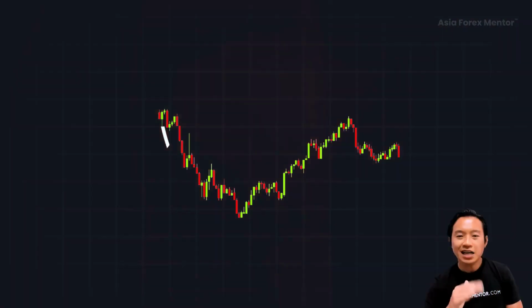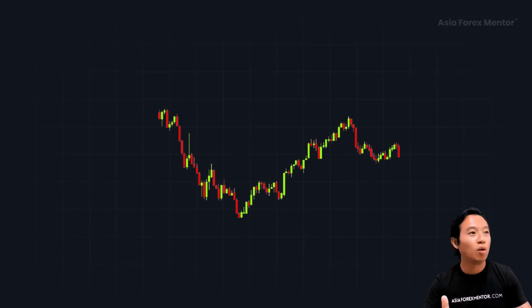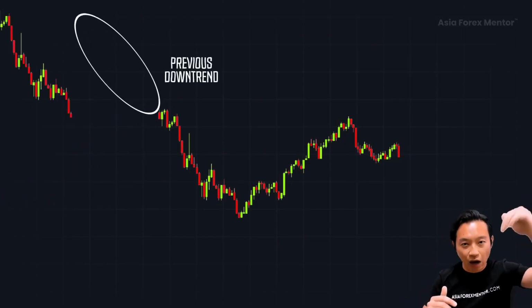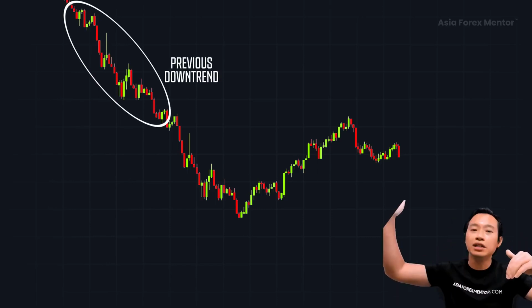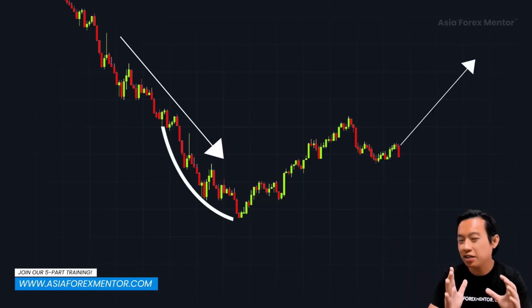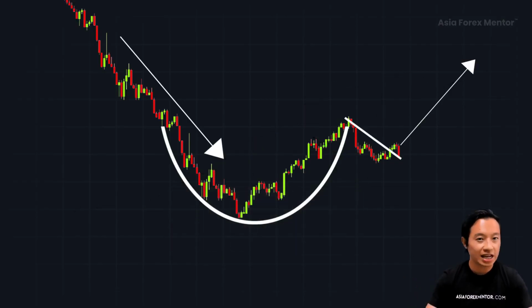Now, here's the thing. This cup and handle pattern can be a continuation from a previous uptrend, or it can be from a previous downtrend and be strong enough to form a reversal that turns the downtrend into an uptrend. So this pattern is strong, and you want to add this to your trading library, your trade setups.